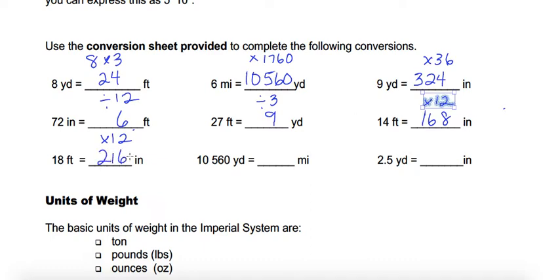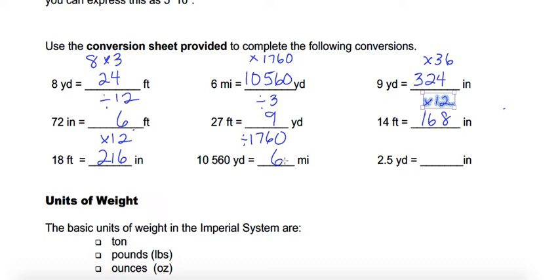Yards to miles. If I look at my conversion chart, to go from yards to miles, I need to divide, and I'm dividing by 1,760. You'll notice when we went from miles to yards, we multiplied by that same number. When we go the opposite direction, we're going to be dividing. So 10,560 divided by 1,760 is equivalent to 6 miles.